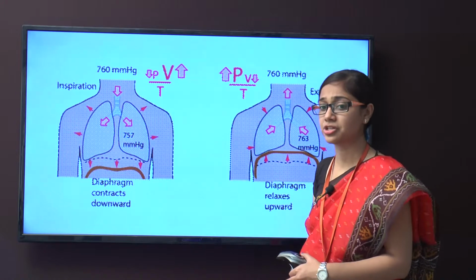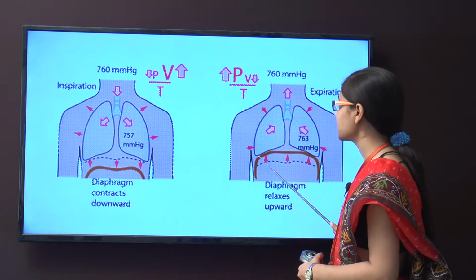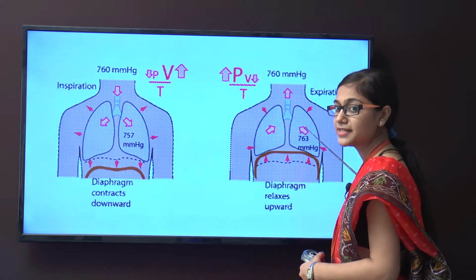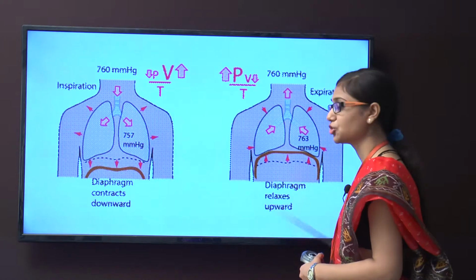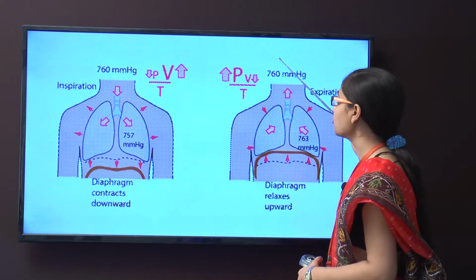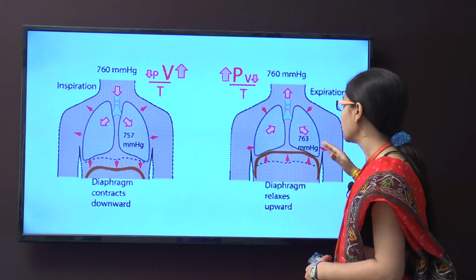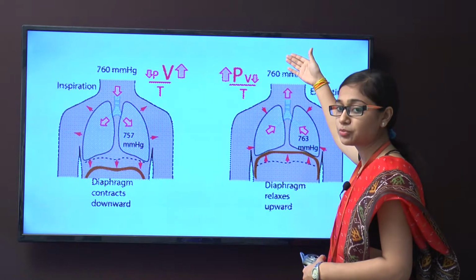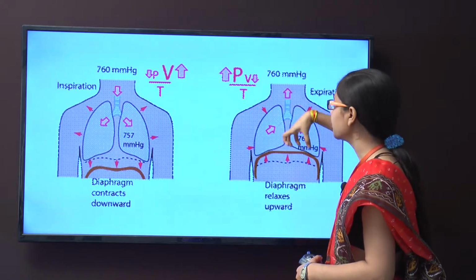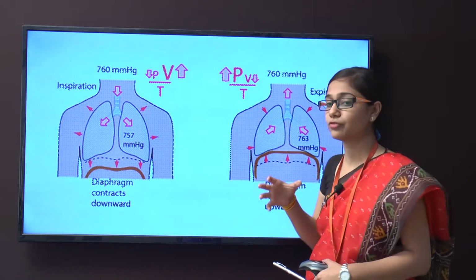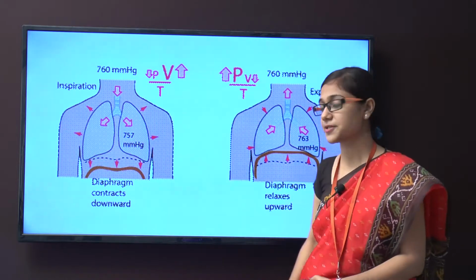and the pressure outside of the body and in the lung will be equal at 760 mm Hg. And in expiration, you can see here the pressure inside the lung is 763 mm Hg and outside 760 mm Hg. So carbon dioxide diffuses from the body toward the atmosphere, and the lung volume will be decreased.